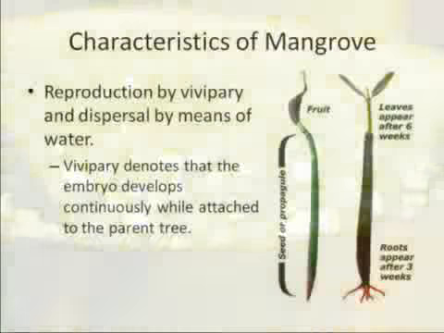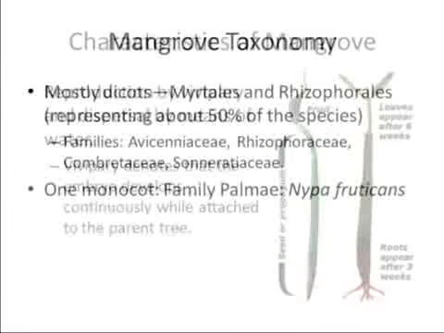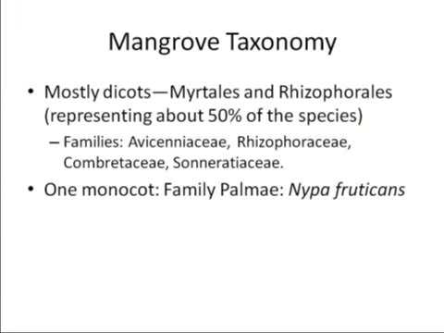Mangroves disperse propagules via water, with varying degrees of vivipary or embryonic development while the propagule is still attached to the parent tree. Most mangrove species belong to families Myrtales and Rhizophorales. There is one true mangrove species that is a monocot and belongs to family Palmae.